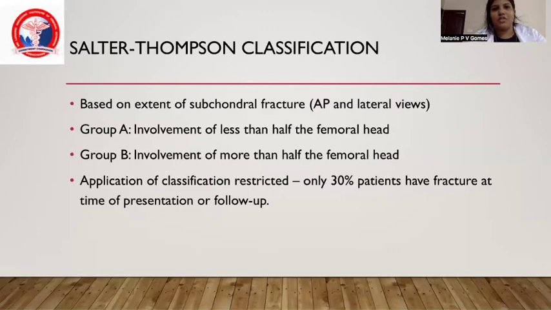Salter-Thompson classification. Based on the extent of the subchondral fracture in the AP and lateral views, we classify as group A and group B. Group A is involvement of less than half the femoral head. Group B is involvement of more than half of the femoral head. Application of the classification is restricted, as only 30% of patients have a fracture at the time of presentation or follow-up.